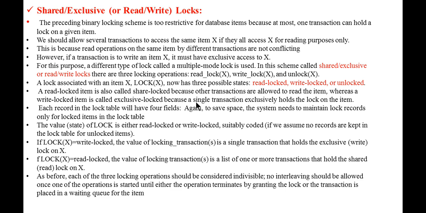Similarly, when the item X is locked in write mode or exclusive mode by transaction T, then transaction T can write and read the value of X, because write is a superset of read operation. If you are locking an item in write mode, you can read and you can write. So T has locked the item X in write mode. Now T can read the item X as well as write the value of X, but other transactions cannot read, cannot write. That is the difference between your shared lock and exclusive lock.